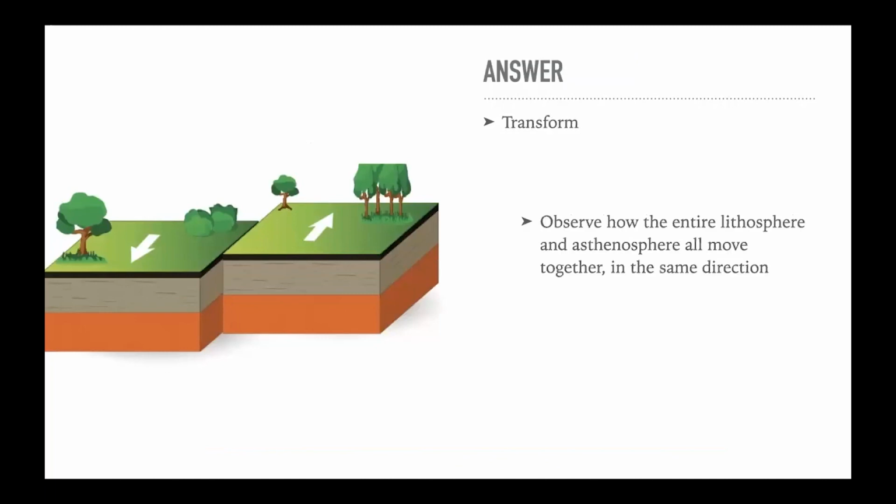And this is a transform. Notice how the 2 plates are across from each other. They're moving in opposite directions, and they would be in the middle right there, sliding and grinding next to each other. And observe how the entire lithosphere and then the very top of the asthenosphere are all moving in the same direction. So this is what makes it so that the people have told you California is going to fall in the ocean. It's not true. The entire section of land here is moving in the same direction. So we're safe from that.